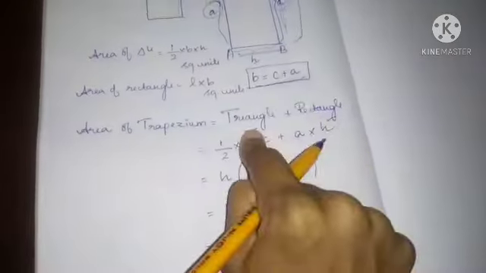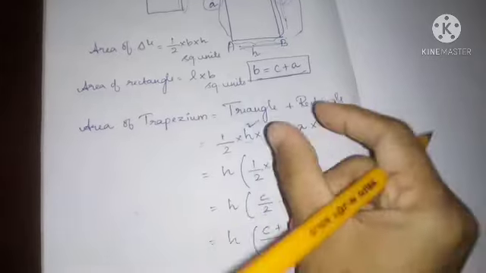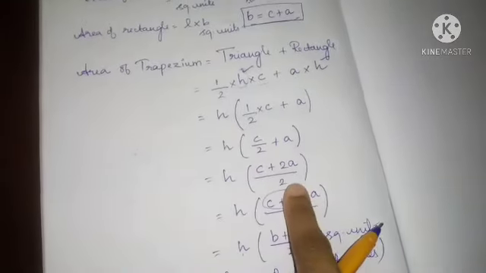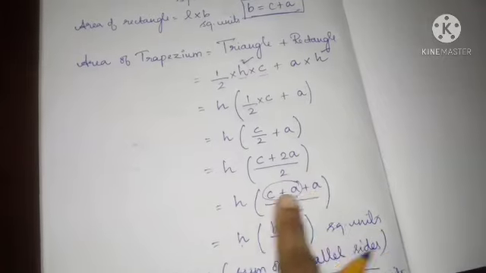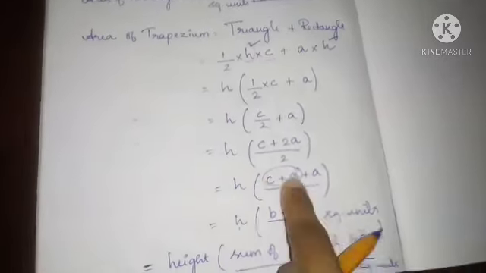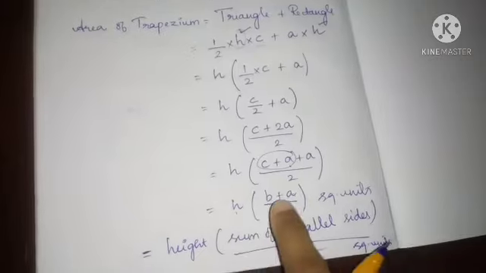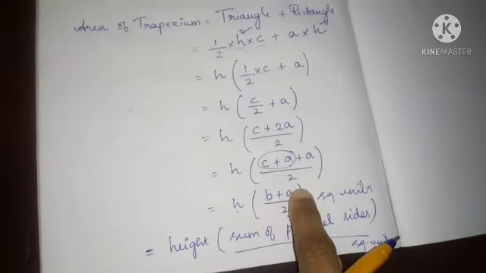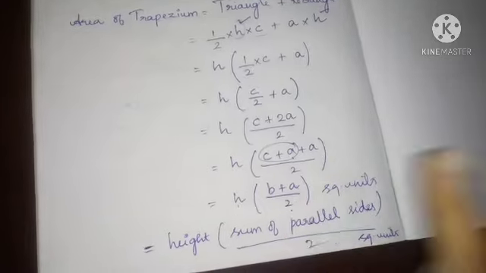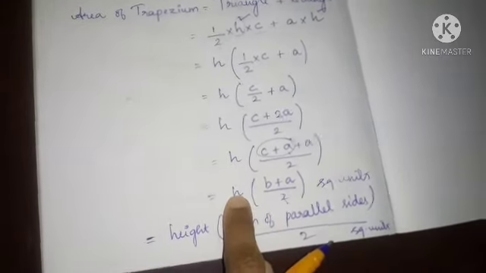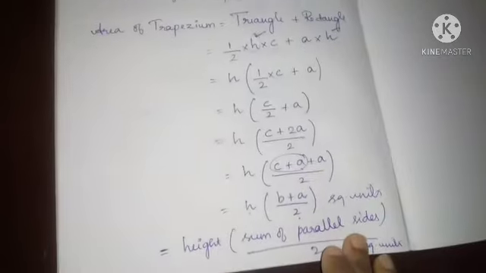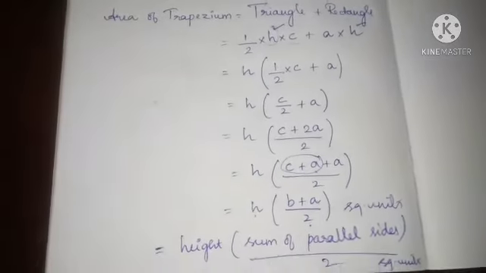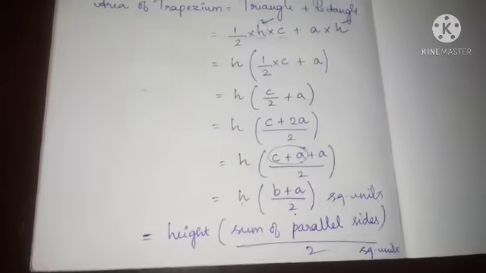So first add triangle and rectangle, take H outside, C by 2A, take LCM, A plus A. So in this I have separated A plus A, and C plus A I am taking as B. B and A are nothing but the parallel sides. Add these two parallel sides, divide by 2. With that answer you multiply by height. So you will find the area of the trapezium. This answer also should be in square units. Understood?